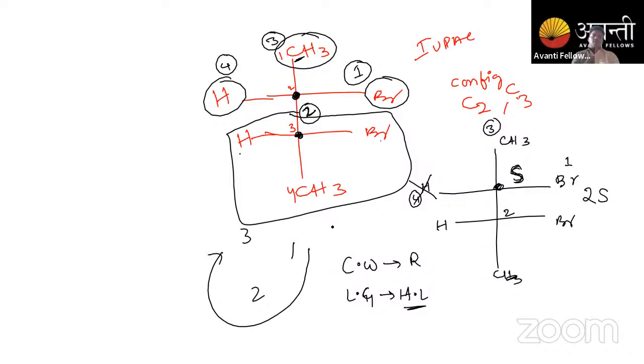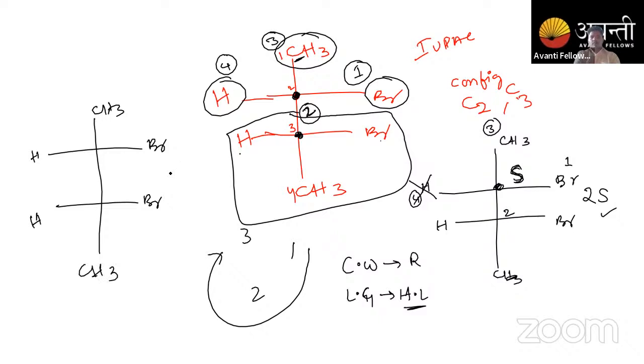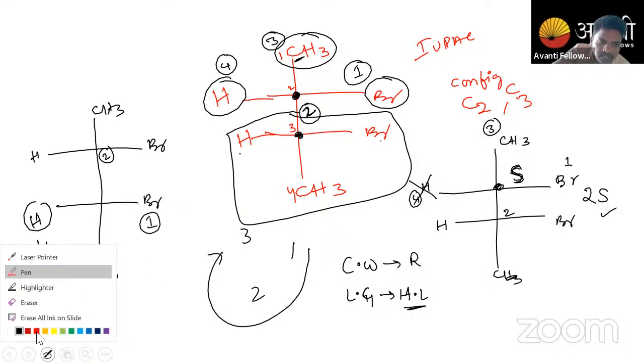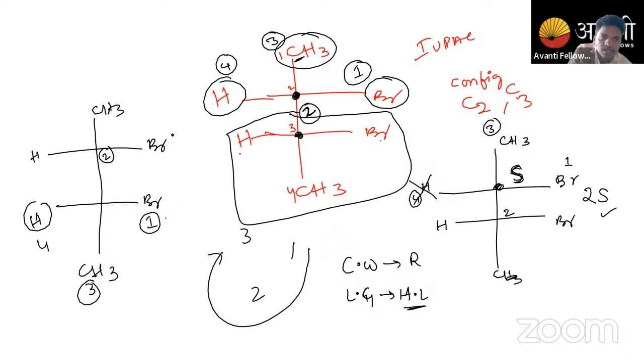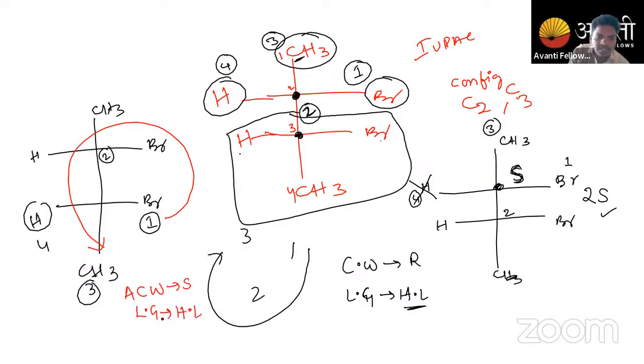I hope you guys are clear. Now we will check for the third carbon: bromine, bromine, CH3, hydrogen, hydrogen, and CH3. Again you will get number 1 here, and this carbon will get number 2, number 3, and this will get number 4. Now see what the rotation is here. 1, 2, 3. Correct. So this is anti-clockwise rotation, and the lowest group is at the horizontal line.